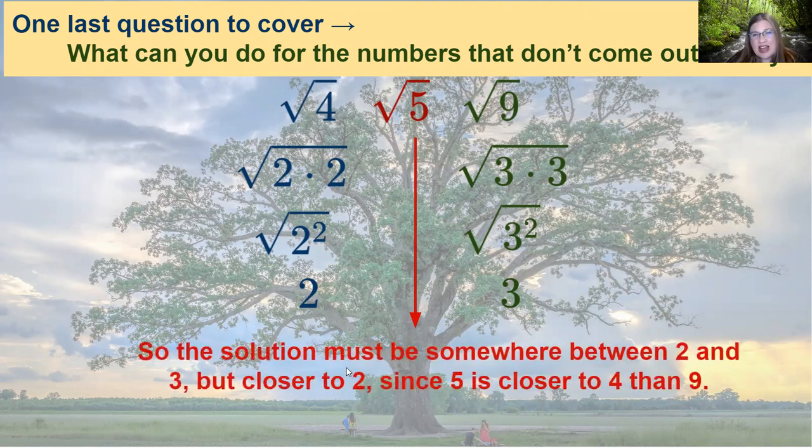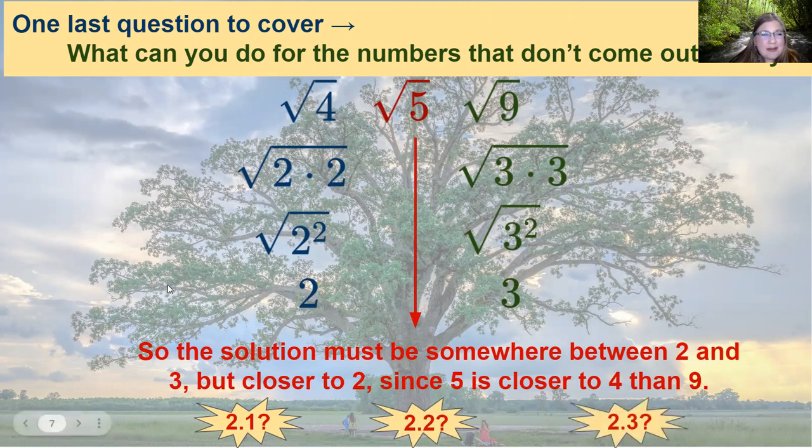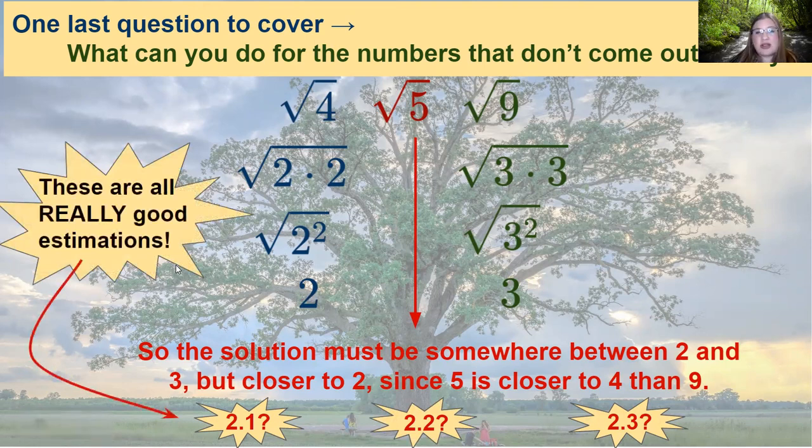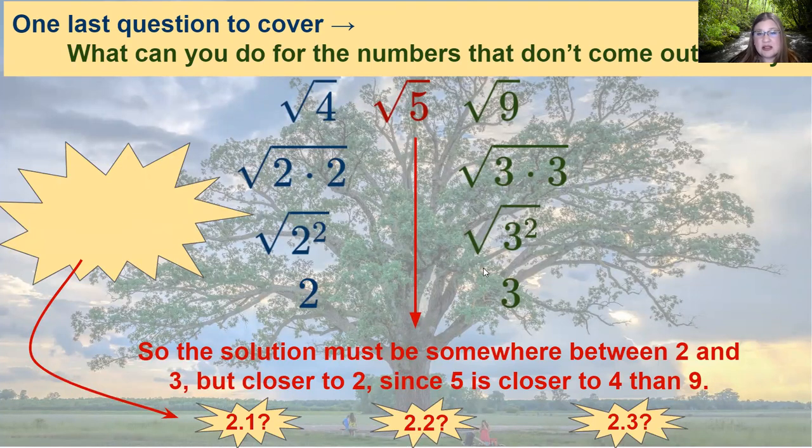So we can kind of estimate and guess, maybe 2.1, maybe 2.2, maybe 2.3. Something in that range is going to get you pretty close to the answer. These are all really good estimations, okay? So you want to get good at knowing about what it's in between. If you want the exact, you can always plug it into a calculator, but this is a really good skill to have, to have an idea of where it's going.